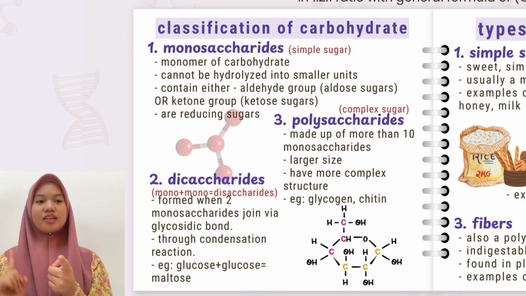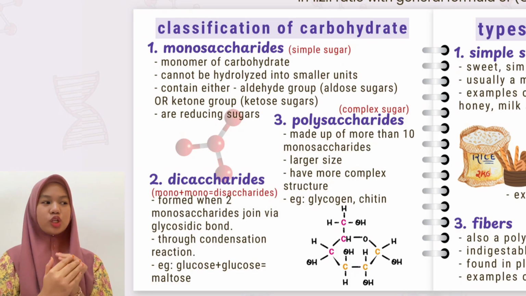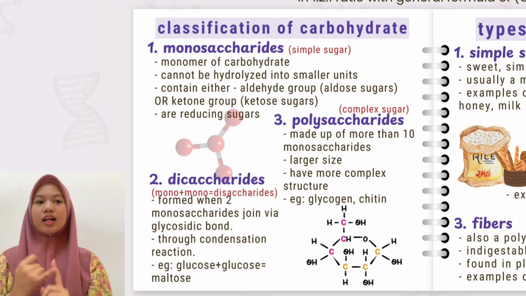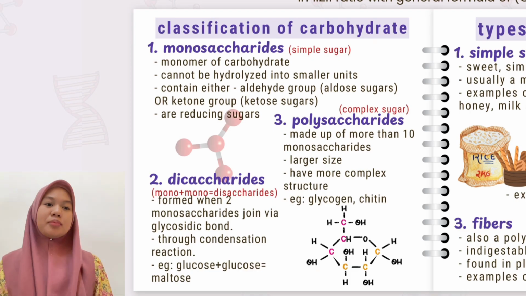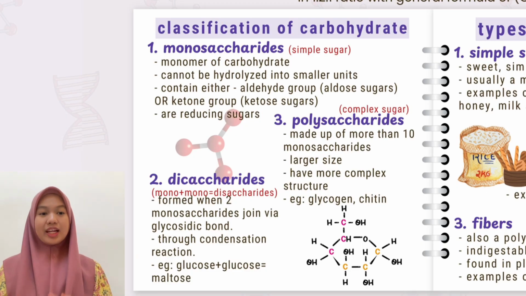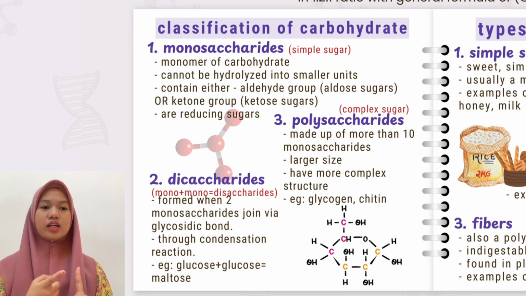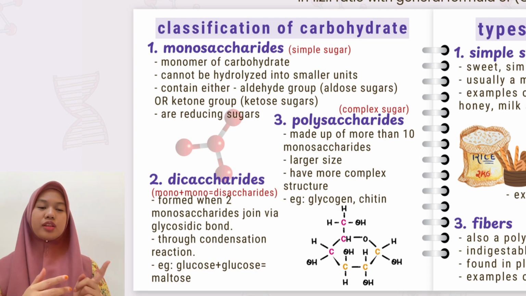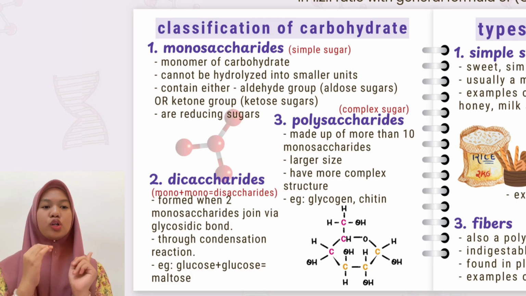First of all, monosaccharide acts as a monomer of the carbohydrate, which cannot be hydrolyzed into much smaller units, and it will contain either an aldehyde group or a ketone group. The presence of these two groups is determined by the carbon number where their functional group is located. For example, for aldehyde, the functional group is located at carbon number 1 with the group CHO. But for ketone, the functional group is at carbon number 2, the C double bond O.